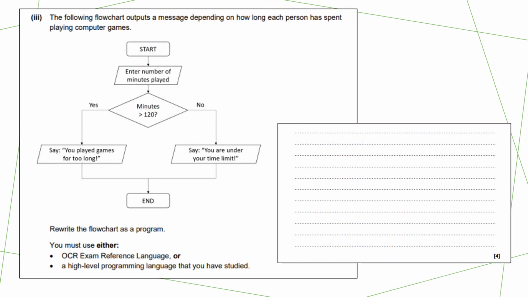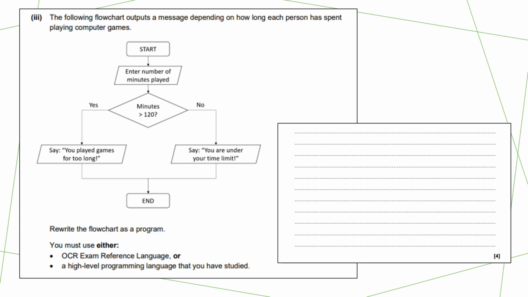On to the final part of the world's longest question. We are on 8G part 3, and it says the following flowchart outputs a message depending on how long each person has spent playing computer games. And we've got another little flowchart showing us what is happening. So really you need to be well studied on use of flowcharts, but also being able to translate a flowchart into code. So it says rewrite the flowchart as a program, and you can either use the OCR exam reference language or a high-level programming language that you've studied, for example Python.